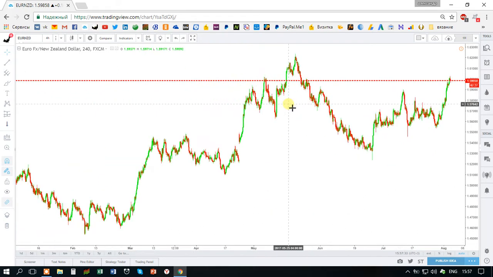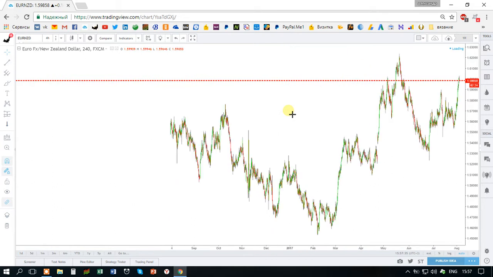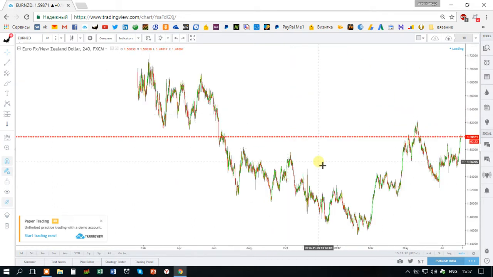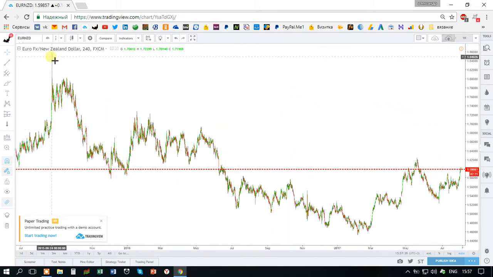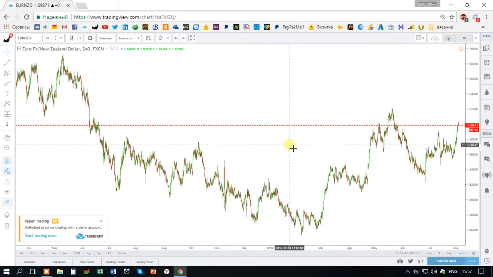I first need to see the overall picture, so let me compress the chart. What I see is a pretty decent downtrend. After that, we had a movement to the upside. So what was that movement?